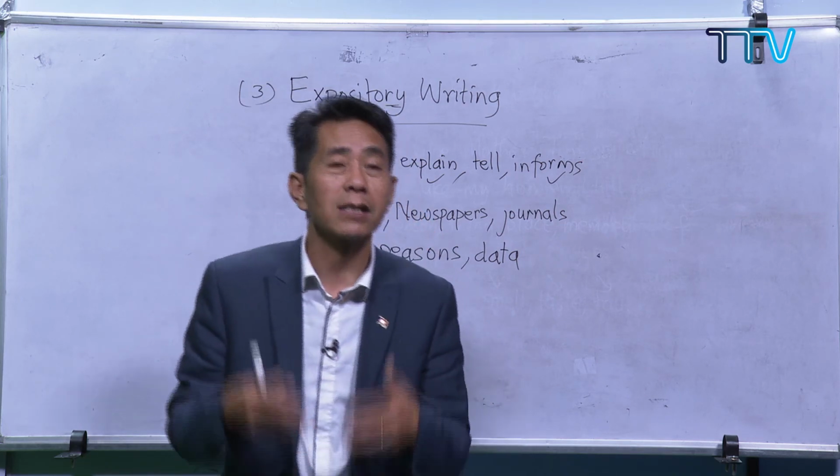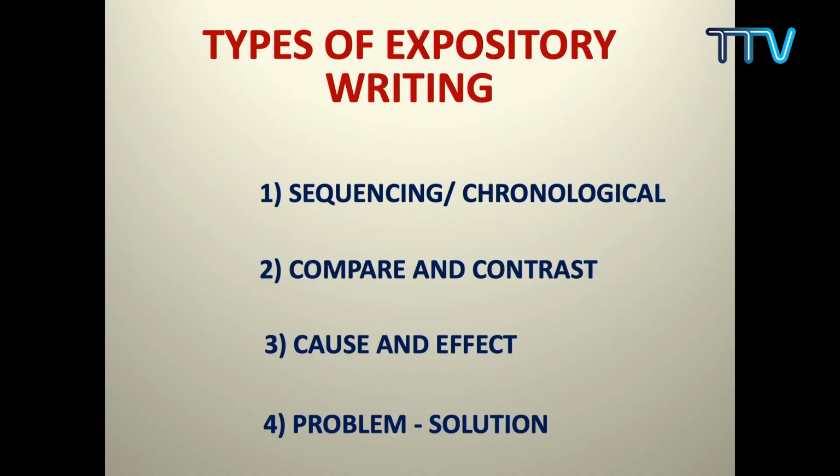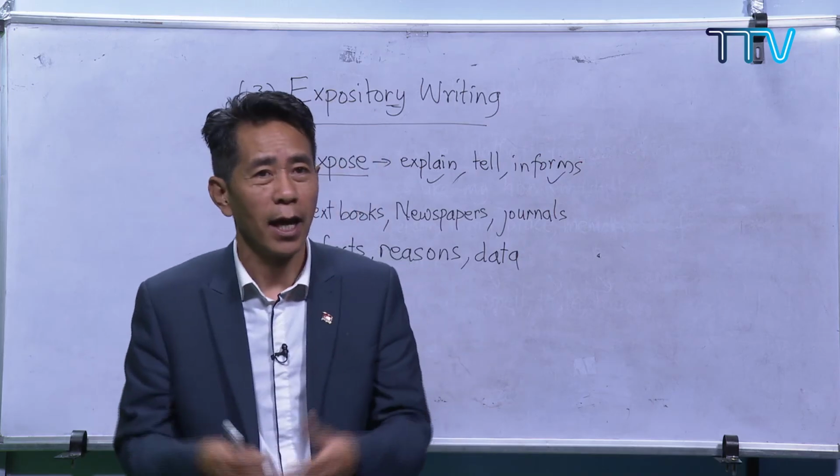And the second one is compare and contrast. This is a type of expository writing where you compare two things, where you contrast two things, and we will do this in detail. And the third one is cause and effect. Everything has a cause, and because of that cause, there is the effect. This kind of writing is cause and effect.